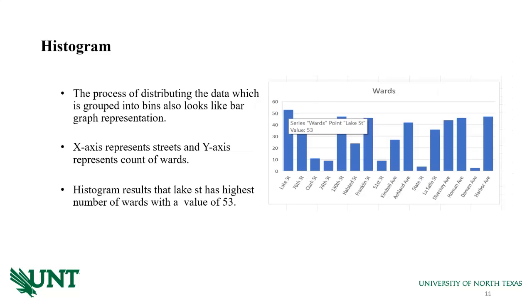And the histogram, the process of distributing the data, which is grouped into bins, which also looks like a bar graph representation. The x-axis represents the street and the y-axis represents the count of volumes as shown here in the picture. The histogram results show that Lake Street has the highest number with a value of 53.